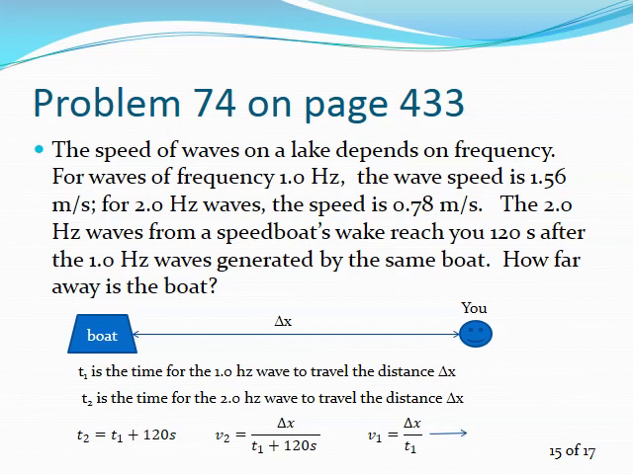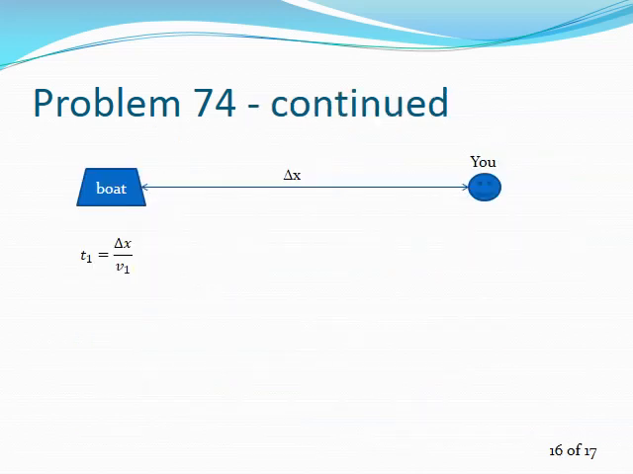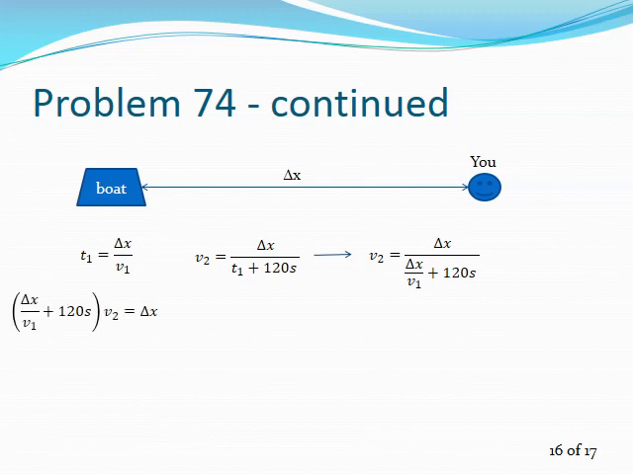I'm going to solve the velocity for the time. Alright, so if I solve this for T1, I get this representation for T1, and I'm going to plug it back in to my equation for the velocity of the 2 hertz wave. So if I do that, I get this representation for V2. Now I can solve that for delta x. That's what I'm looking for.